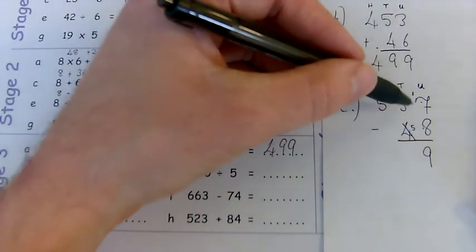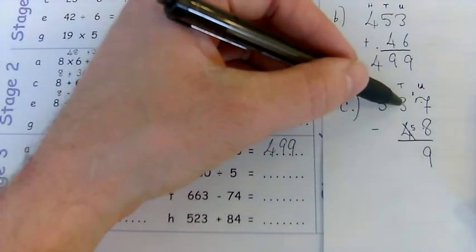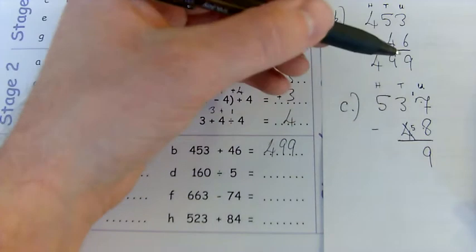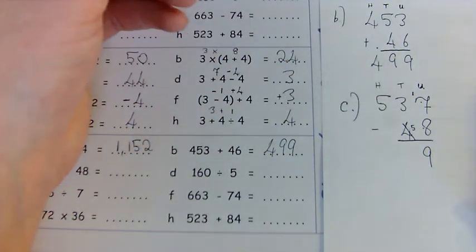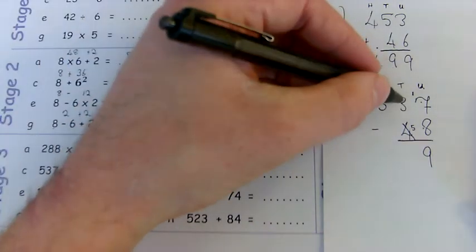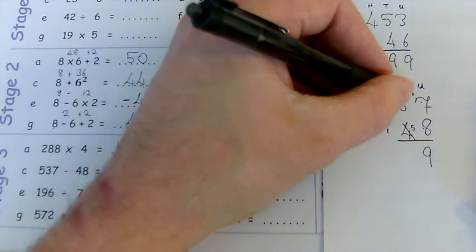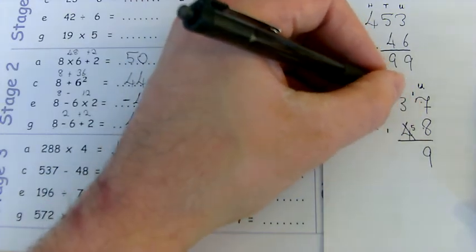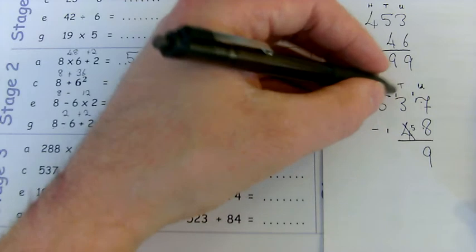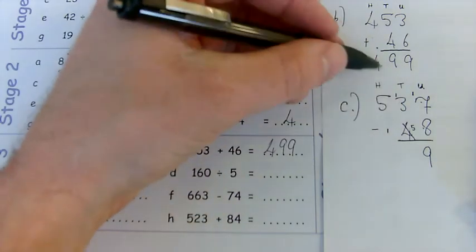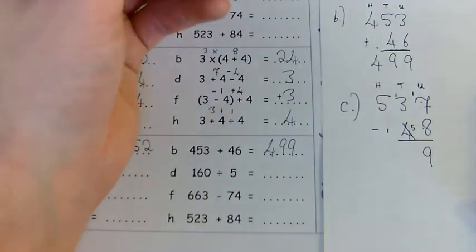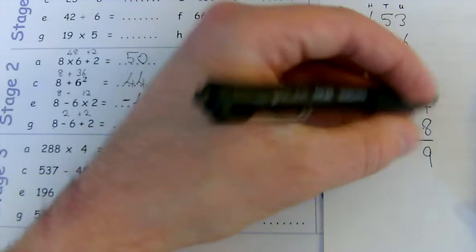Once I get into the tens column now, I have to do 3 take away 5, which again I can't do because I end up in the negatives. So what I do is I'll borrow from the hundreds column. So instead of doing 3 take away 5, I'm going to do 13 take away 5. 13 take away 5 is 8.